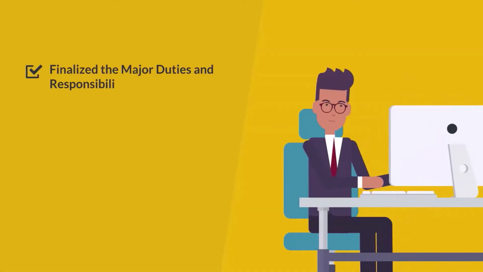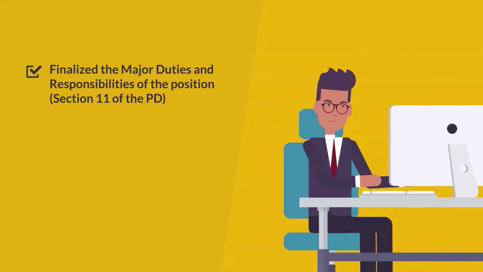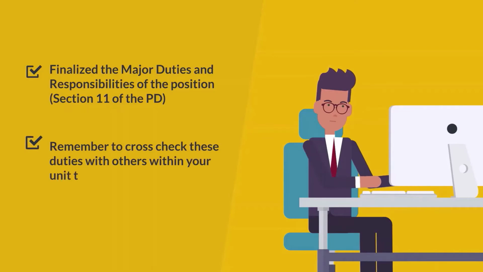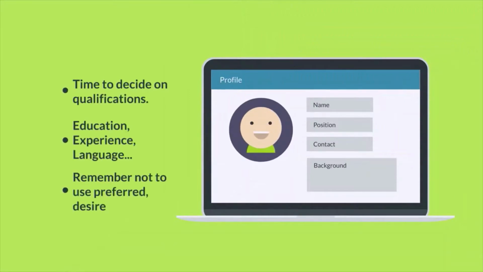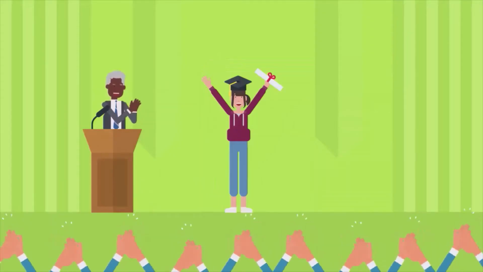Using this method, you have finalized the major duties and responsibilities of the position, which falls under Section 11 of the PD. It is important to remember to cross-check these duties with others within your unit to avoid overlapping of duties. Now you have to decide the required qualifications the candidate will need to successfully perform the position's duties. Remember that the words preferred, desired, or should are not permitted in the qualification section of the position description. Let's start with education.